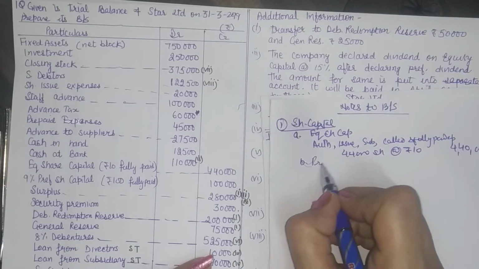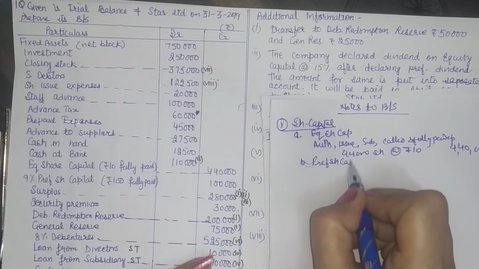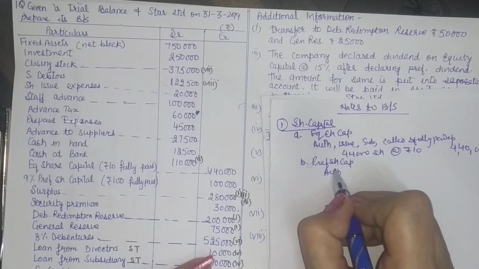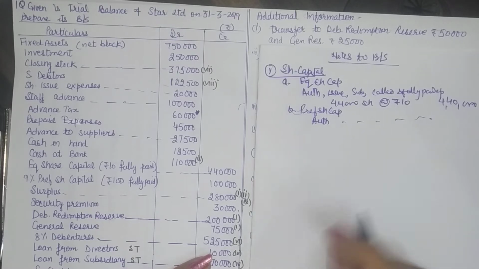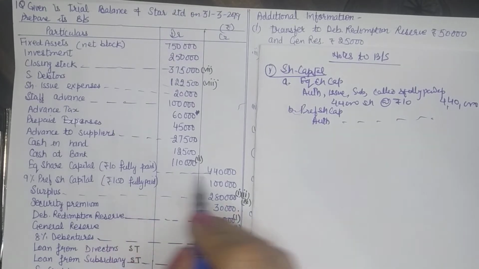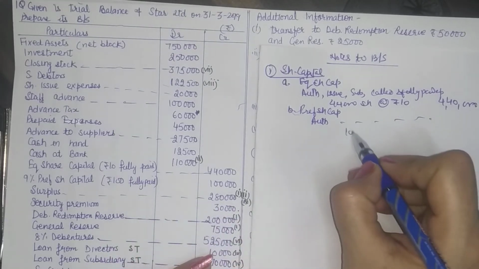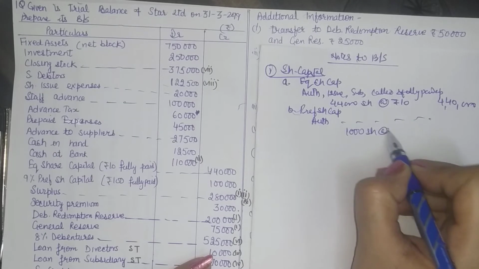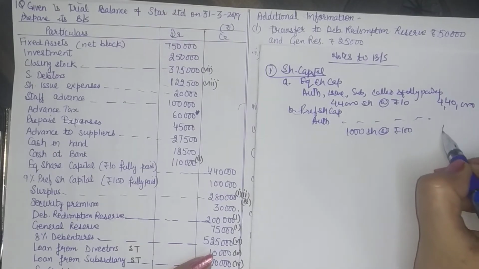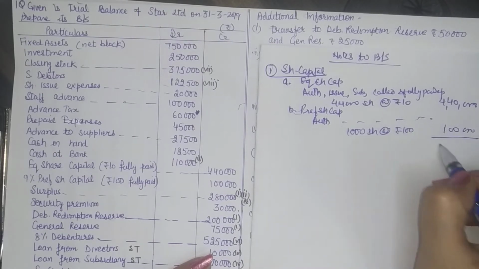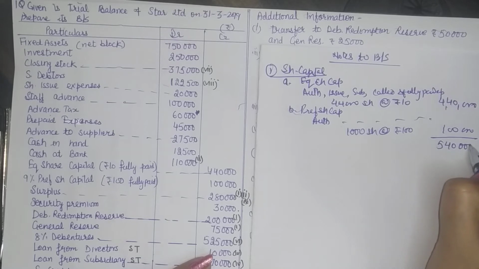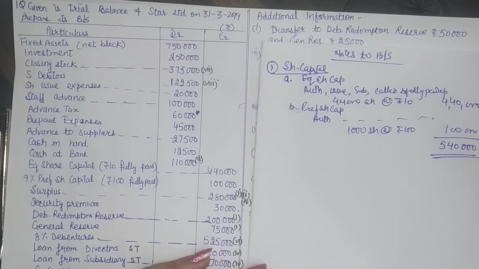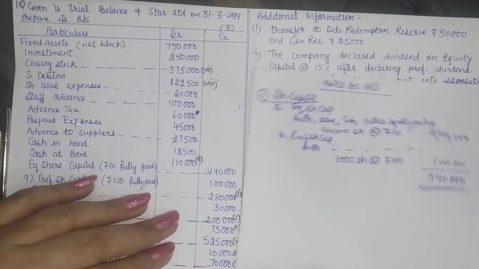Second is preference share capital. So all class, category, etc. will be given. Authorized, all this. It is 100 rupees capital of 1 lakh rupees. That means 1000 shares at the rate of rupees 100, so that is 1 lakh. That gives you 5,40,000. Alright, so this is your share capital.